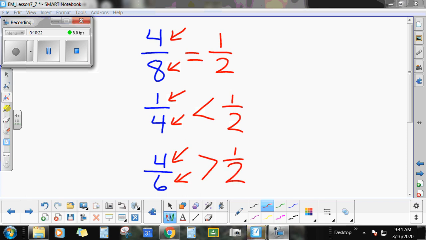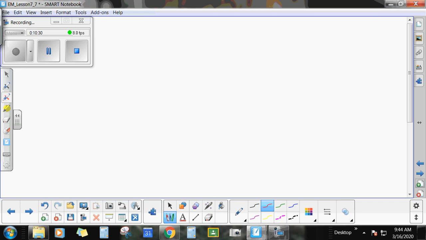Okay, I'm going to do another set of fractions. Let me go ahead and do a few more fractions. So let's say I have the fractions 3/4, 3/6, and 3/8.